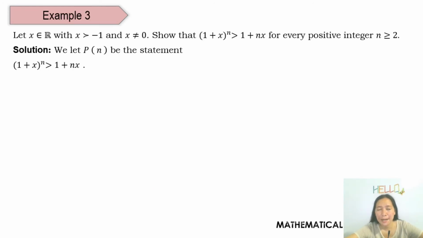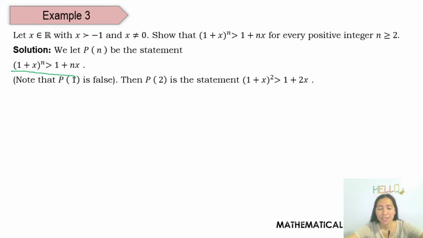For our third example, let x be an element of the real numbers with x greater than negative 1 and x not equal to 0. Show that 1 plus x raised to n is greater than 1 plus n times x for every positive integer n greater than or equal to 2. We let P of n be the statement: 1 plus x raised to n is greater than 1 plus n times x.